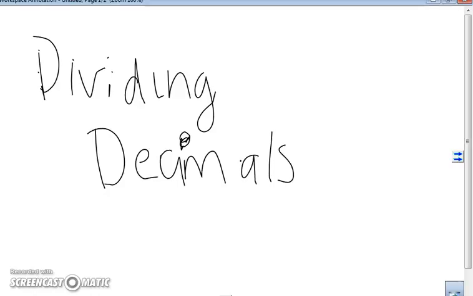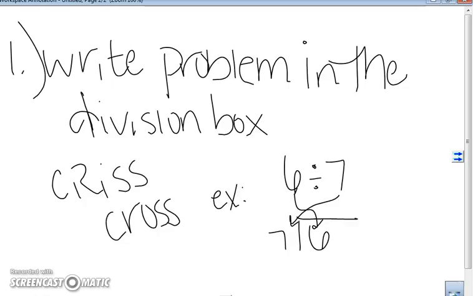When we look at dividing decimals, there are a couple of steps that we're going to follow. The first step is simply setting up the division problem. We're going to write the problem in the division box. Always remember how to write that by using the crisscross method.